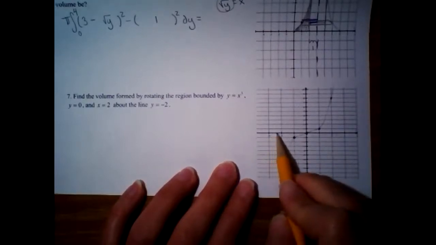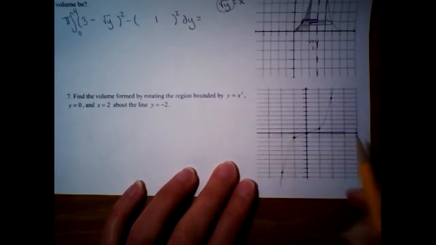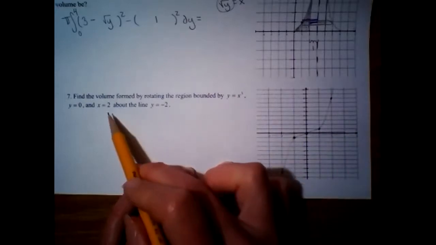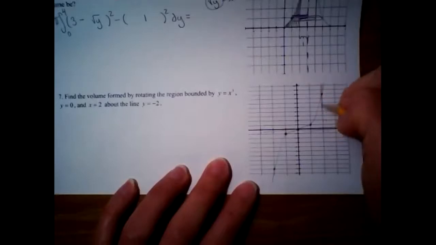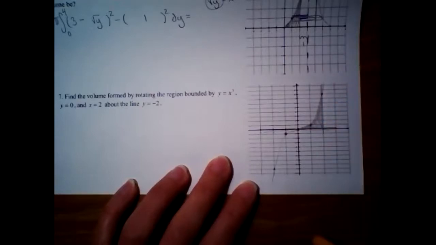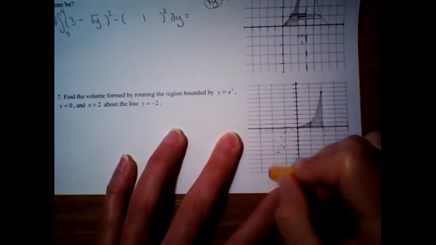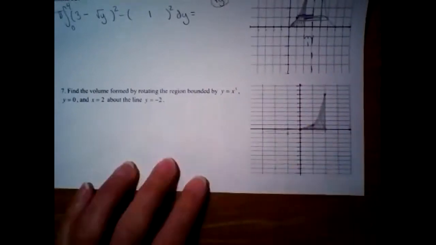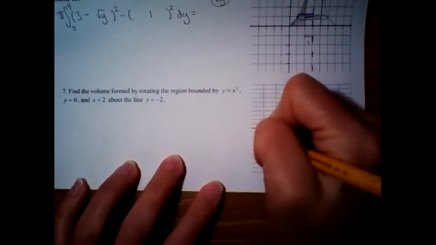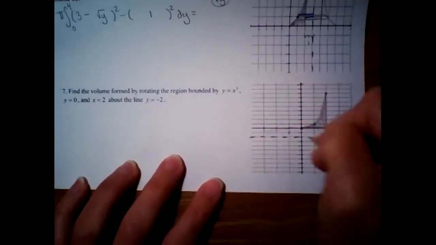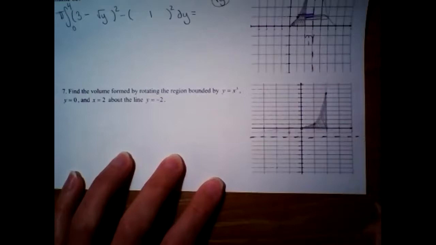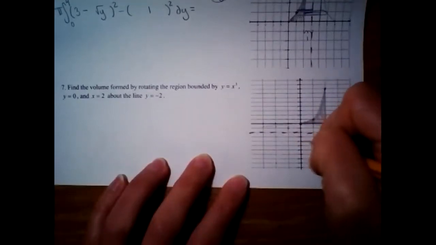We have y equals 0, which is just the x-axis. And then x equals 2, so a vertical line at x equals 2. So this is our shape. And I'm going to erase all the tails outside of that. So just that. And we're going to spin that around the line y equals -2. So I'm going to dot that in. Here's y equals -2. And I'm going to draw my ghost shape on the other side, like the reflection of that.